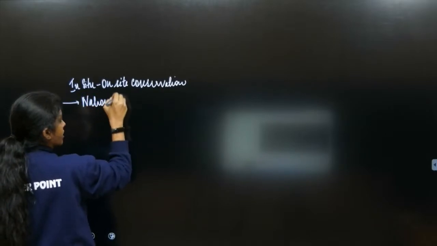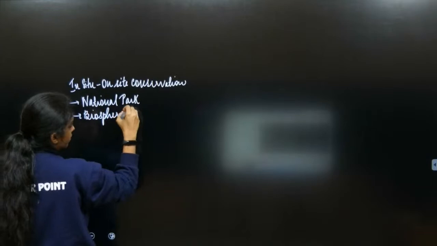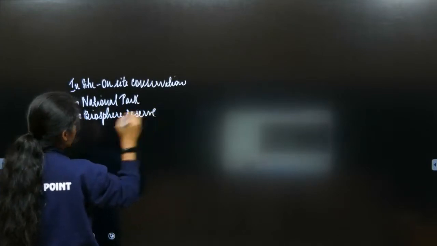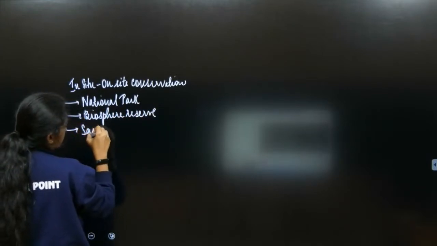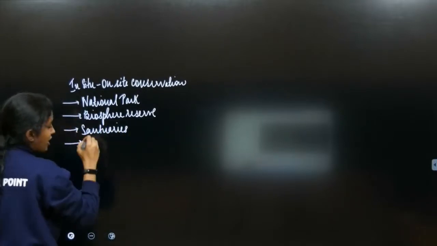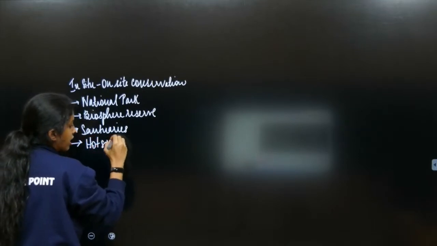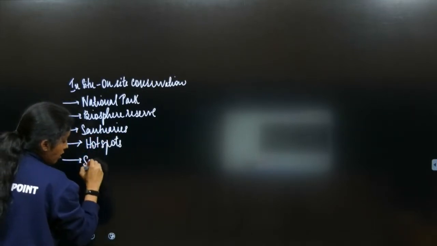National parks, the first park being Jim Corbett Park. Then your biosphere reserves, your sanctuaries, and then you have your hotspots. Everything you do in the same place. Your sacred groves, all this is in situ.